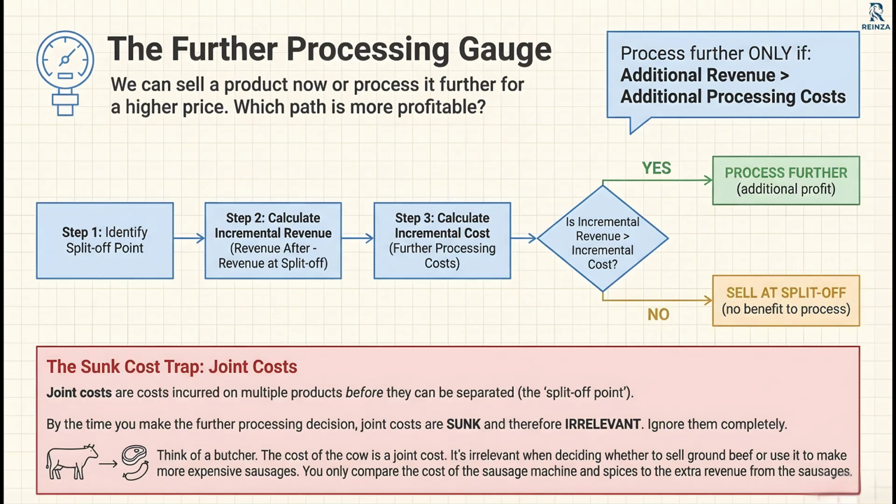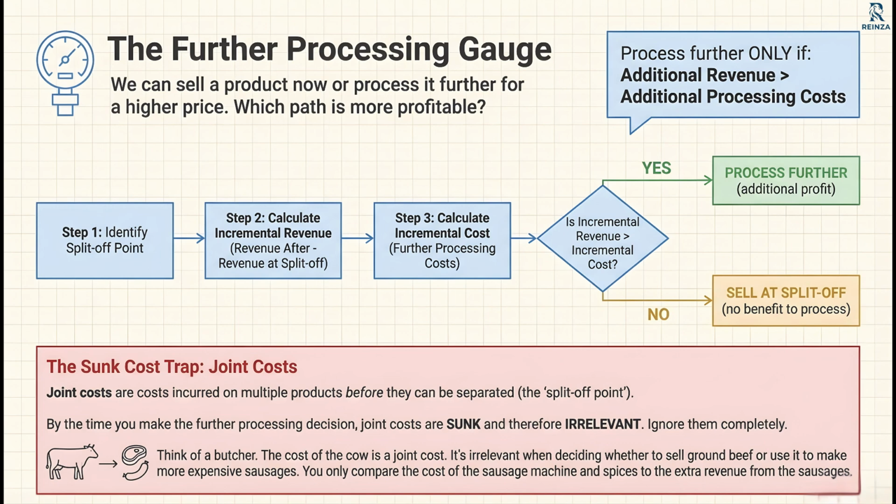Step 1. Identify the split-off point. This is where the products separate from a common process. Step 2. Calculate the incremental revenue, which is the revenue after further processing minus the revenue at split-off. Step 3. Calculate the incremental cost, which is just the further processing costs. Then ask, is the incremental revenue greater than the incremental cost? If yes, process further because you will earn additional profit. If no, sell at the split-off point because there is no benefit to processing.